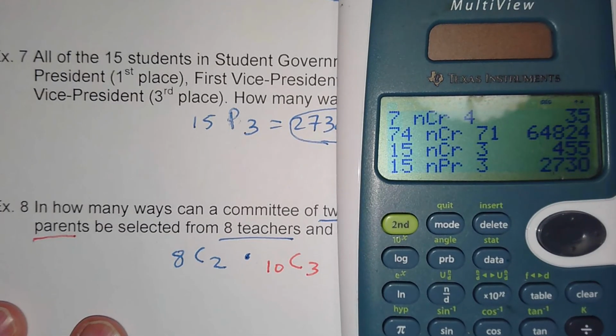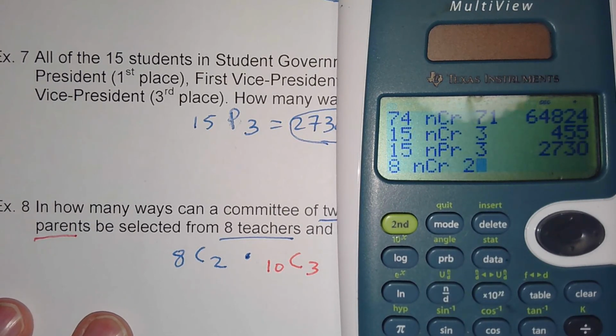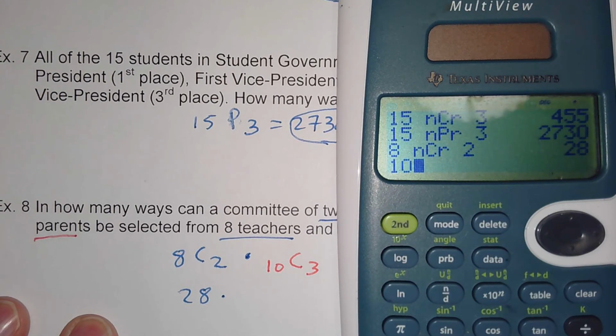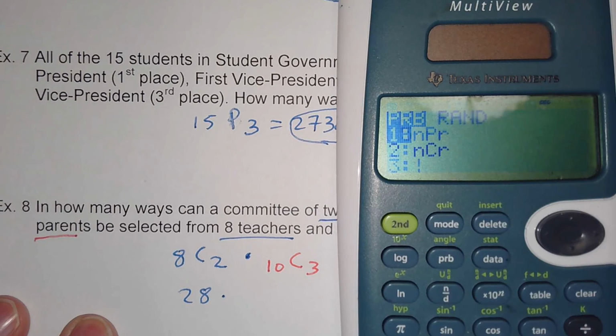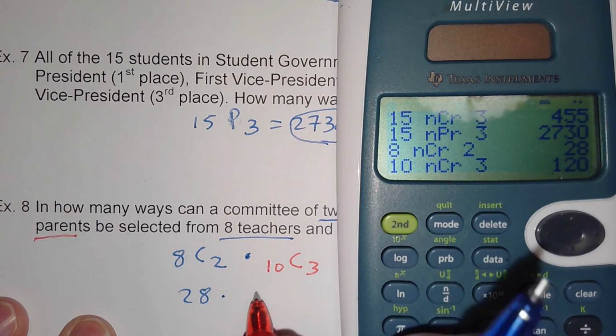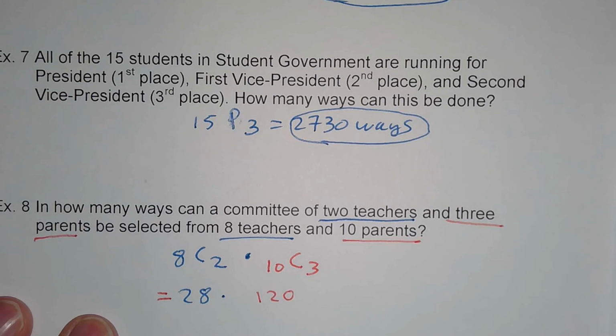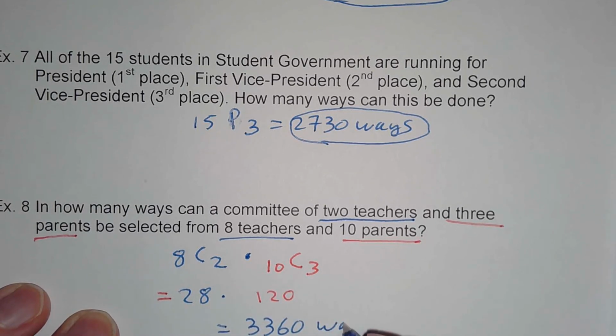So let's go and do the first one. 8 combination 2, 8 objects taken 2 at a time. That's 28. And then let's do 10, option number 2 in our probability, 3. Enter. That's 120. And we're going to take 28 times 120. So that gives us 3,360 ways.